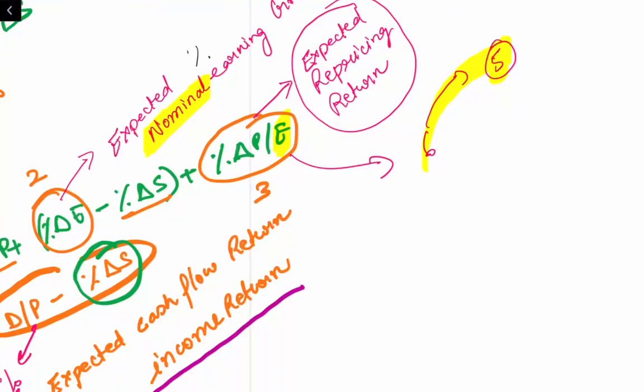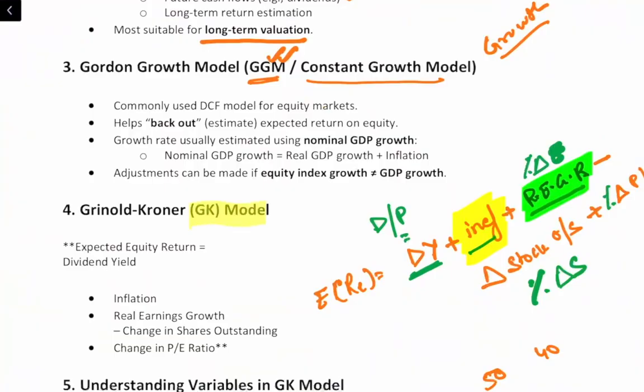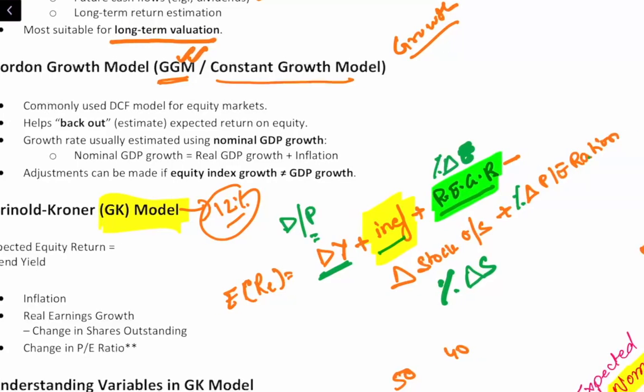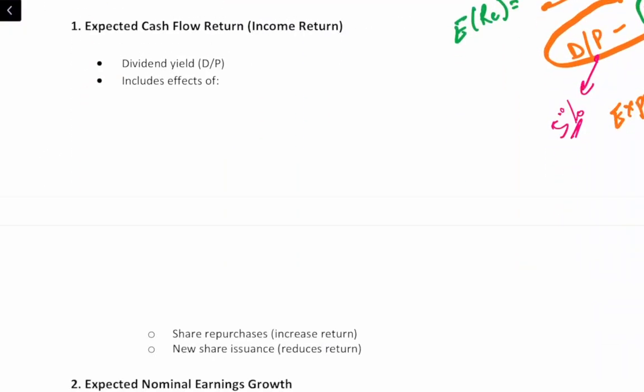So 13% is the total expected return on the stock market. Clear? As per the GK model, how much is my expected return on the equity? 12%. And I have considered almost all the factors: inflation, real growth of the company, dividend yield, stock repurchase, as well as the return from the PE ratio, meaning how much the PE ratio is also increasing. Clear? But again, the author is coming to the fact that, Deepak, you have done everything.